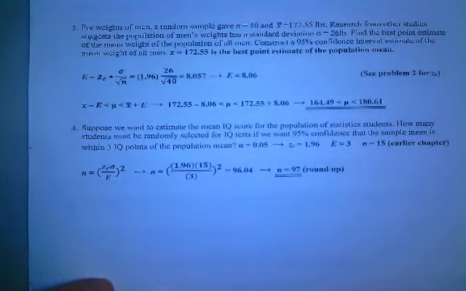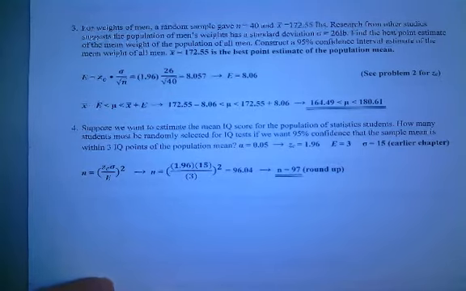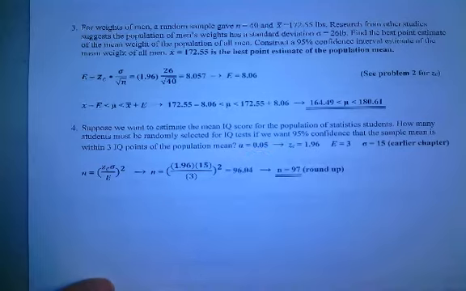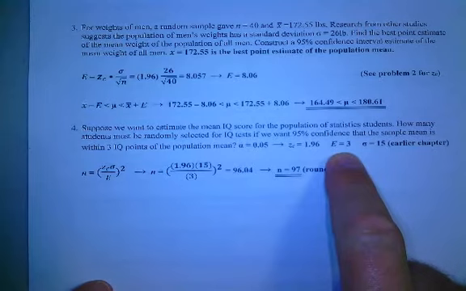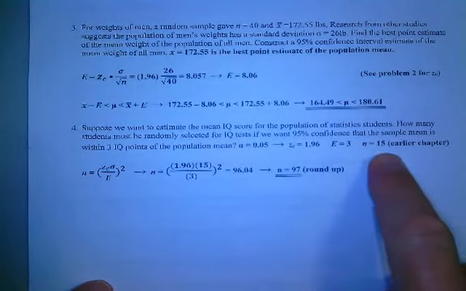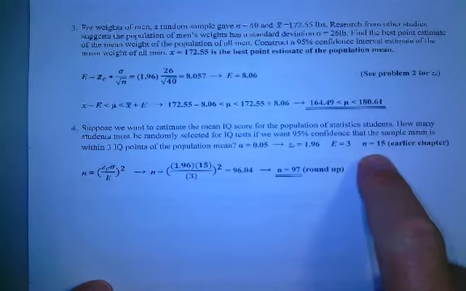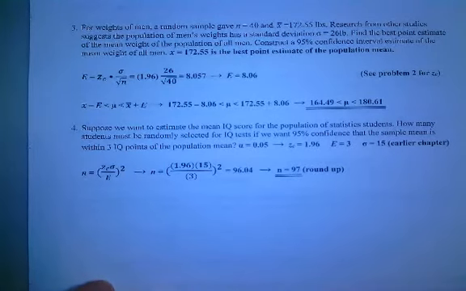So, suppose we want to estimate the mean IQ score for the population of statistics students. How many students must be randomly selected for IQ tests if we want 95% confidence that the sample mean is within 3 IQ points of the population mean? Well, first off, with that 95%, our alpha is 0.05, which will lead to our z-score, our critical value of 1.96. It says within 3 IQ points, so the margin of error is 3. And in an earlier chapter where we were looking at IQ scores, sigma is 15.